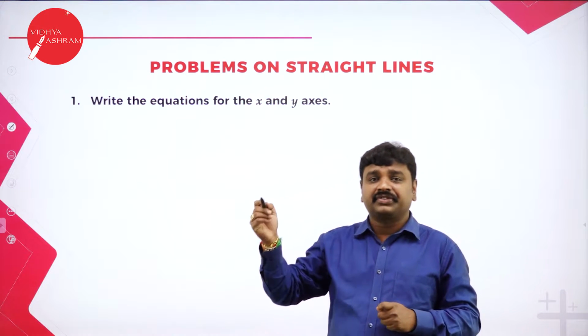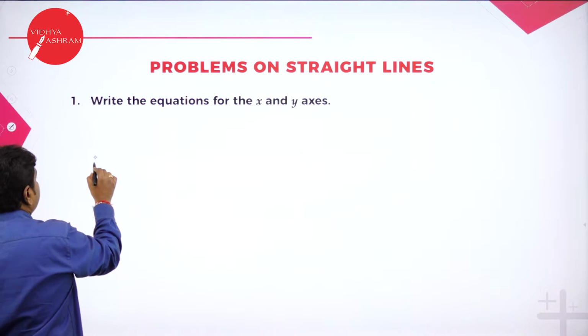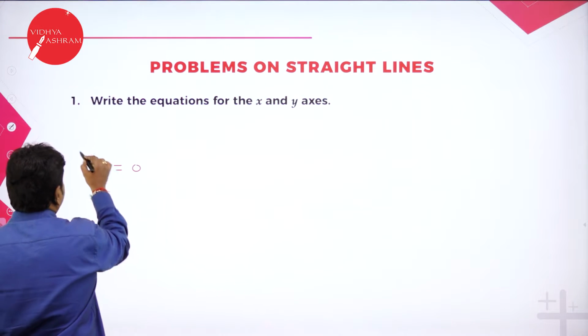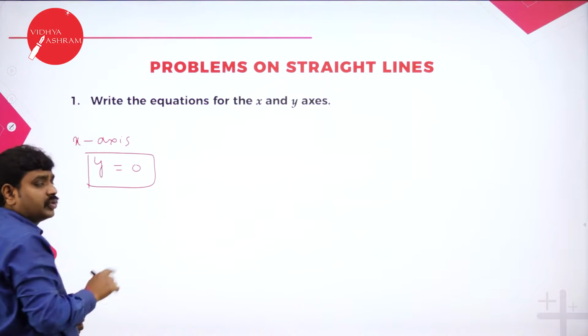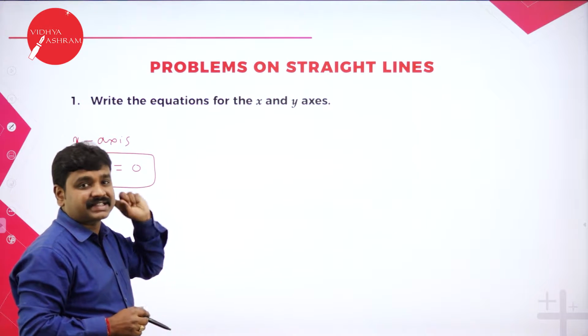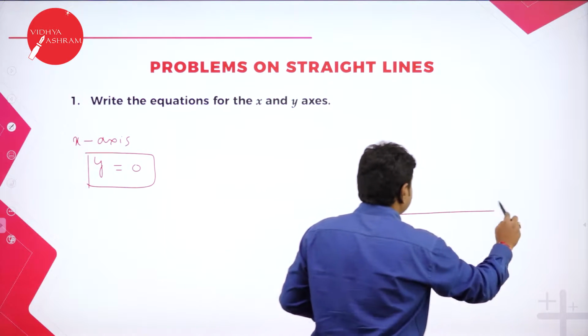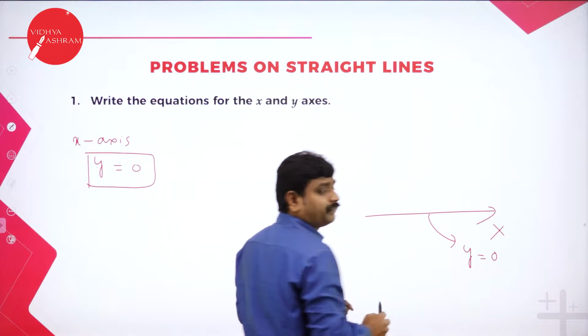Write the equation of the x-axis. Please understand, on the x-axis the y value is 0. So the equation of the x-axis is what? Y is equal to 0. Important. So in mathematics, y is equal to 0 represents what? The x-axis. On the x-axis the y value is 0, and we call the x-axis y is equal to 0.